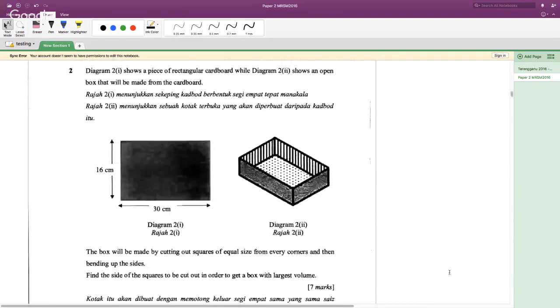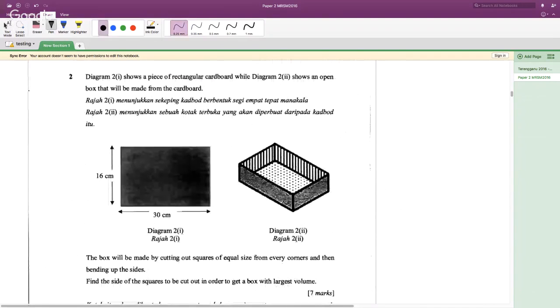Okay, for this one, I guess, because I already checked this paper, only a few questions are considered KBAT or considered hard questions.